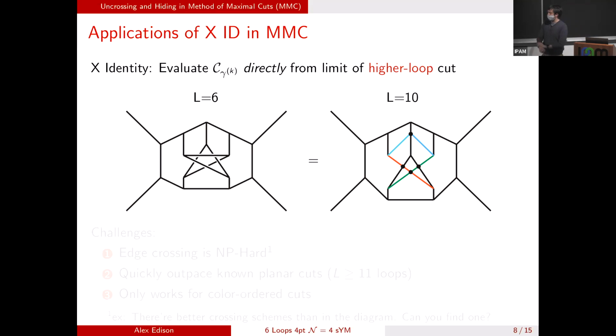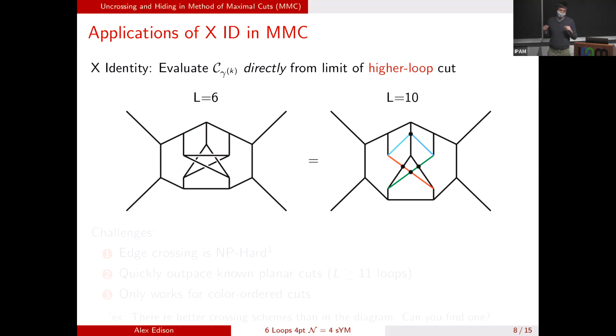So the first thing that we will look at is we're going to embed the X identity, this uncrossing identity, inside of the method of maximal cuts. And essentially the idea is we can calculate any of the C's, any of the cuts directly from a special kinematic limit on some higher loop, but planar cut.